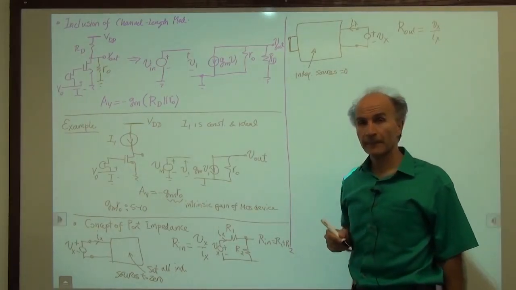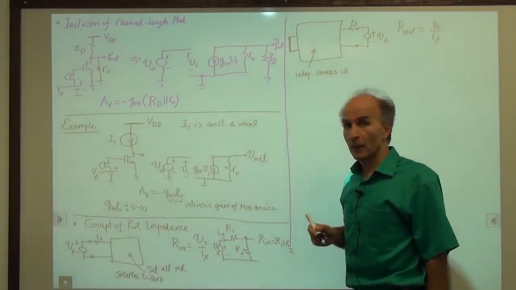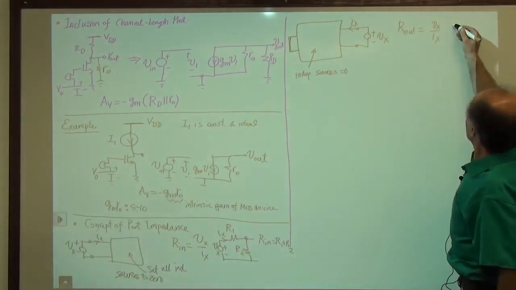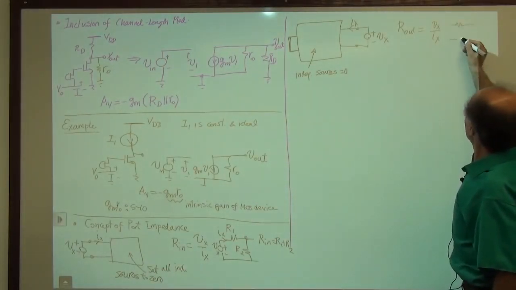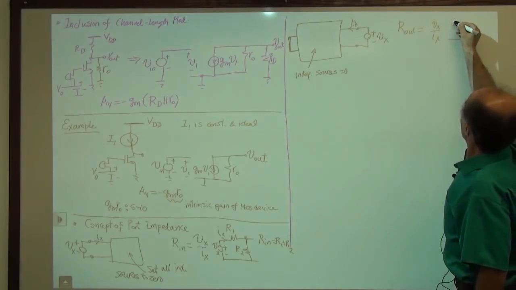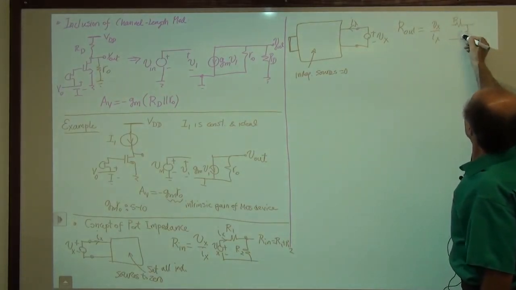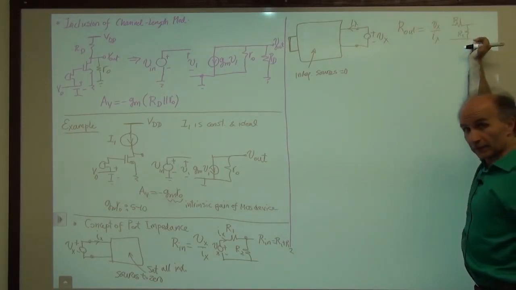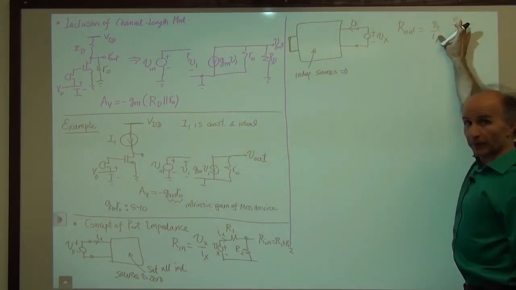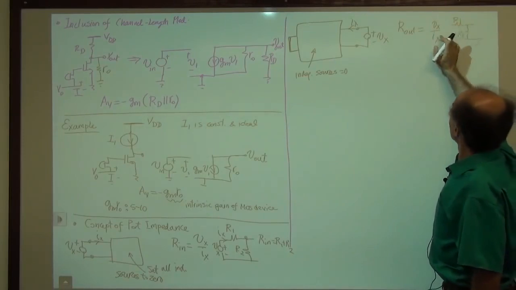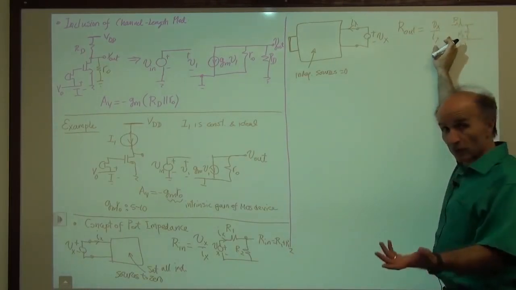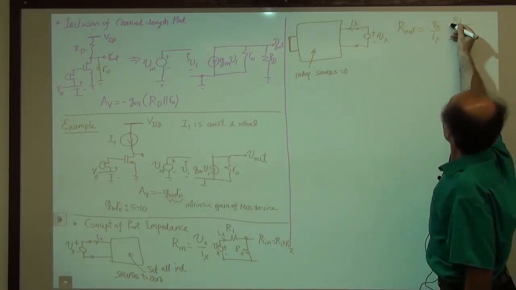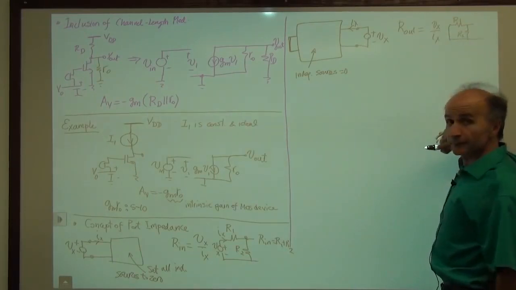As an example, let's go back to that voltage divider, R1 and R2. And I would like to find the output resistance of this circuit. I have to set all independent sources to 0. If the input here is a voltage source, which is usually the case, I have to set that to 0. It becomes a short circuit.